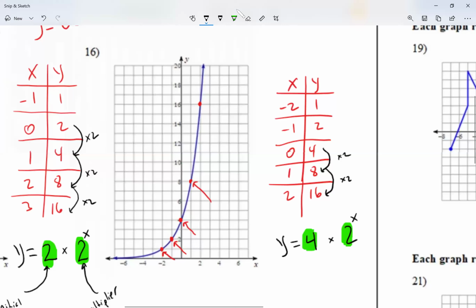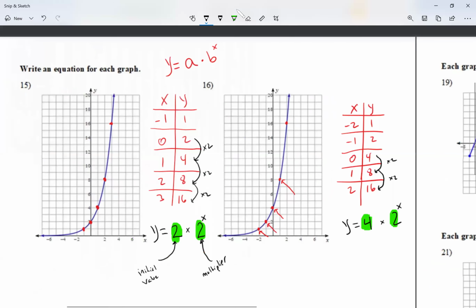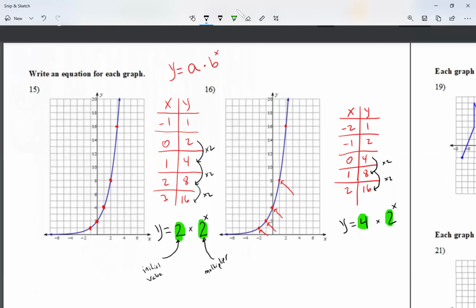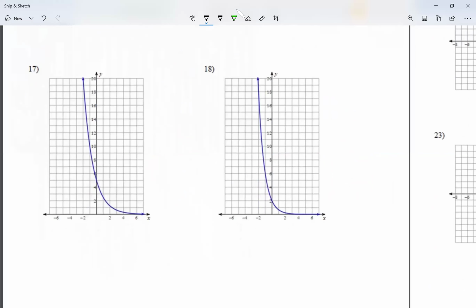I expected my multipliers to be more than 1 for question 15 and 16. By coincidence, it happens to be the same value, but they're more than 1. For 17 and 18, I expect my multiplier to be less than 1. So we're going to see what happens with that. Okay, interesting. Let's take a look at number 17.